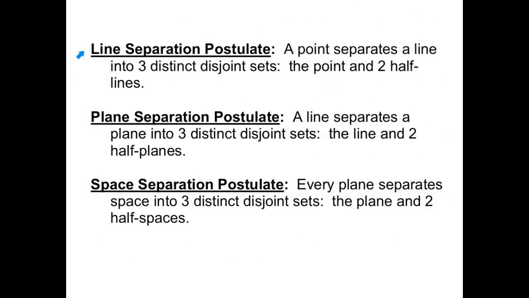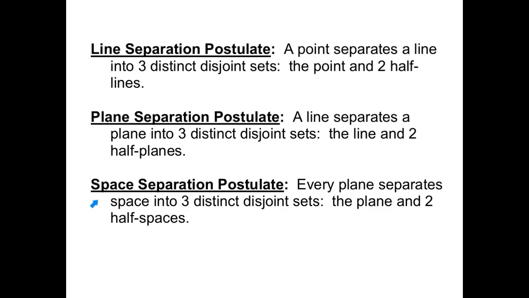We've already talked about the line separation postulate this year, which says that a point separates a line into three distinct disjoint sets, the point and the two half lines. And then we also talked about the two-dimensional version of that, which is the plane separation postulate. That says that a line separates a plane into three distinct disjoint sets, the line and the two half planes.